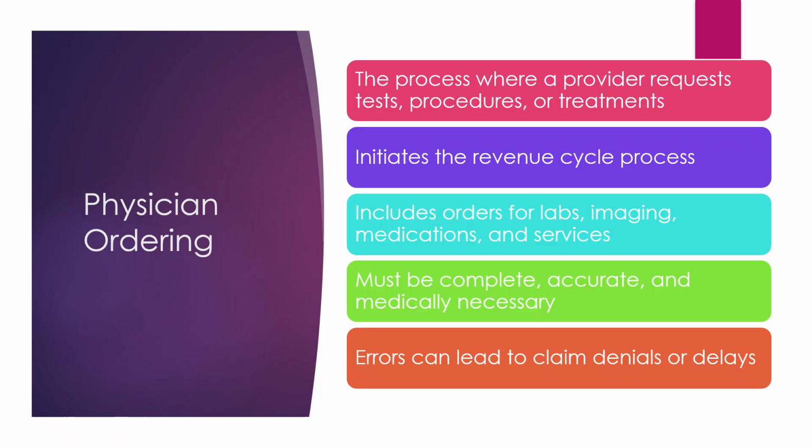For example, insurance companies may deny a claim if the documentation doesn't support the services that were ordered. That's why accuracy at this stage is extremely important. It directly impacts coding, billing, and reimbursement. Basically, if anything goes wrong here, it can affect every step that follows.